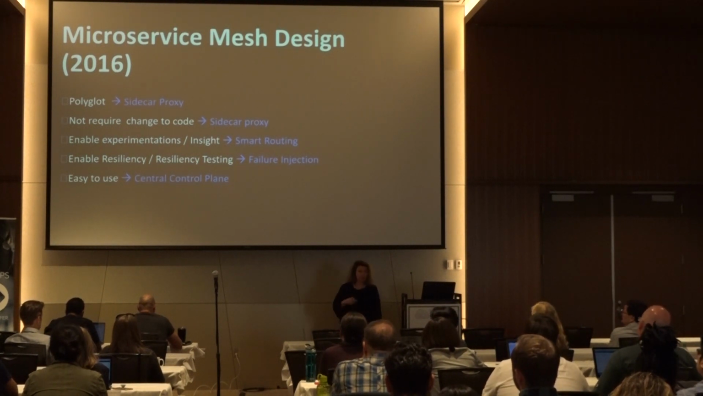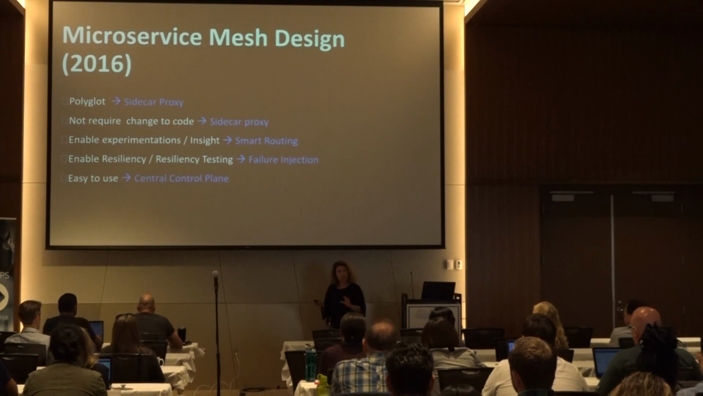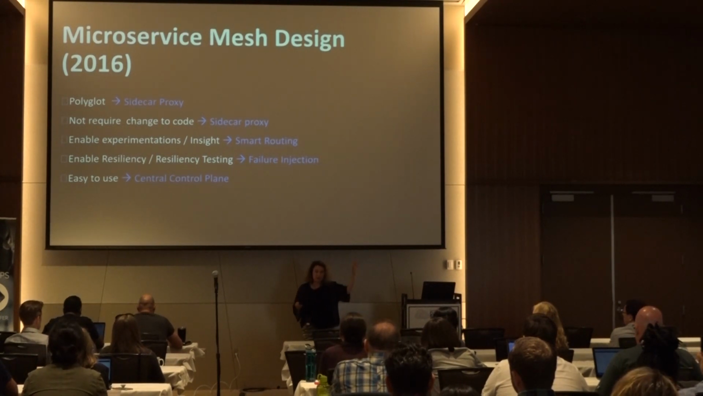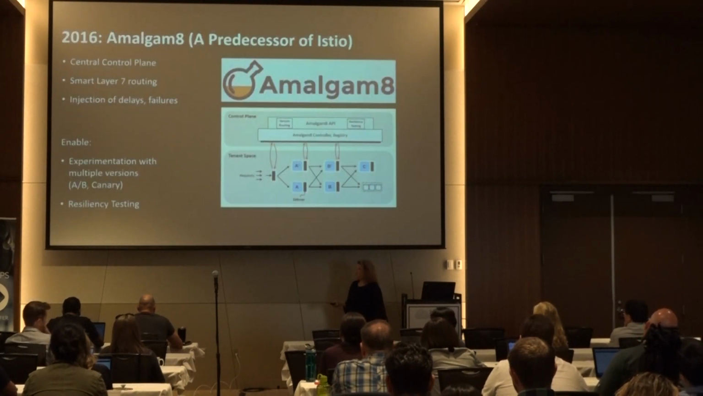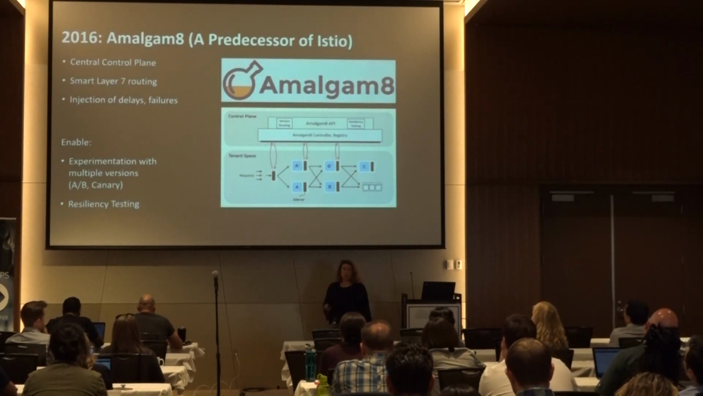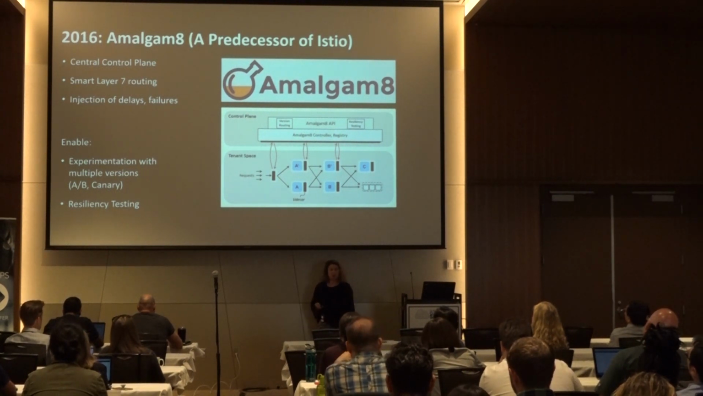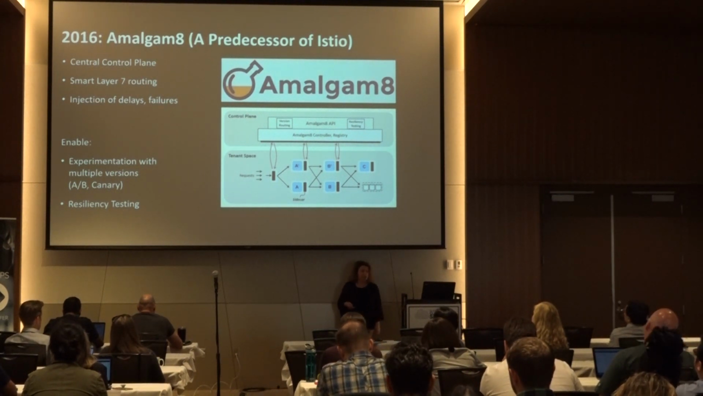And last, we wanted it to be easily used. So think about all of these sidecars controlling the traffic. We wanted a centralized control plane that allows us to define all of these rules and to push them into the sidecar from a centralized location. So these are our design goals, and we went and prototyped and implemented it, and that's what became the project Amalgamate, which we open sourced in May 2016.